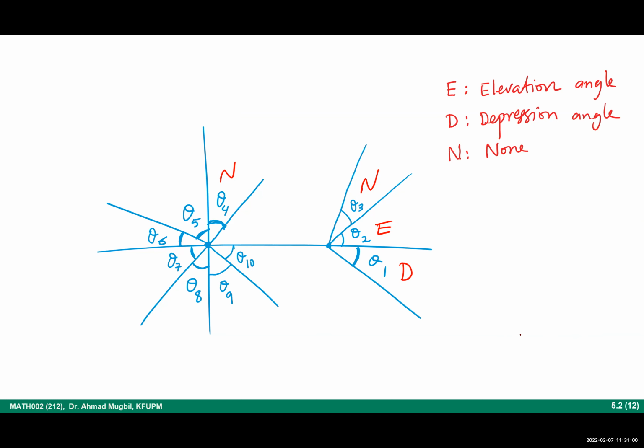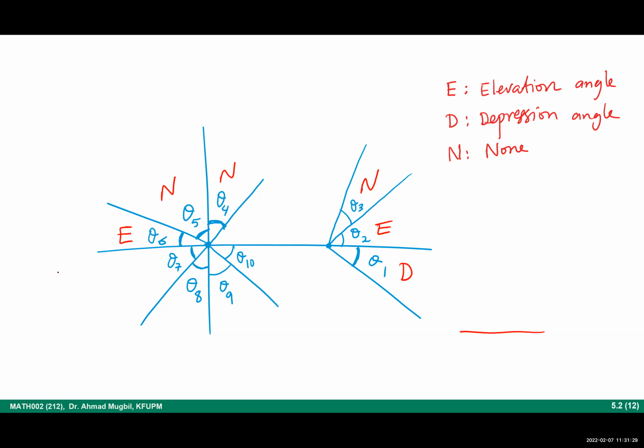Theta 5, it is your turn, please. The one at the end. Why? No horizontal line. Okay. Please, the one at the end. Theta 6, angle of elevation, are you sure? Do we have a horizontal line? The line of sight is above. So this is angle of what? Of elevation, you are right, thank you.